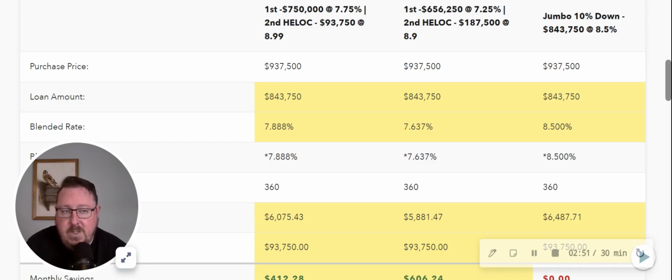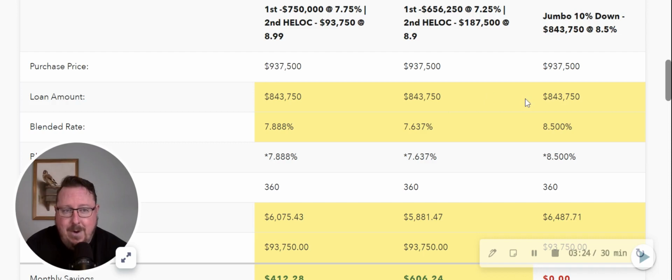Okay. So the last option that you could think about if you were doing a purchase price in this range would be to do just one jumbo loan. In this instance, $843,750. Now, this is for most areas in the United States. This doesn't apply to high balance conforming loan limit counties. So places in the Bay Area, Southern California, Southern Florida, some of those areas are all going to have high balance loan limits, which probably aren't going to apply to this particular analysis. But a jumbo loan in most places in the country would be $843,750 at roughly an 8.5% rate. It might even be higher than that going forward.